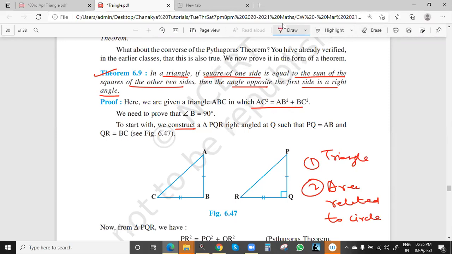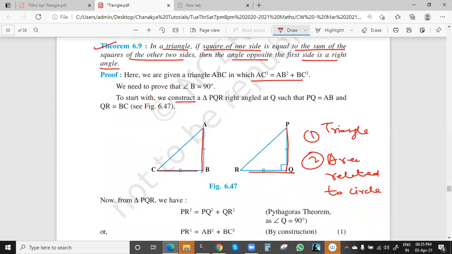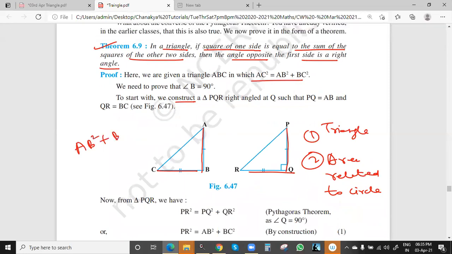We'll construct one triangle PQR such that AB is equal to PQ and BC is equal to RQ. Okay, so we can write this as AB square plus BC square. Now we can write AB square, so AB is equal to PQ, so PQ square plus BC we can write as RQ square. RQ, right.